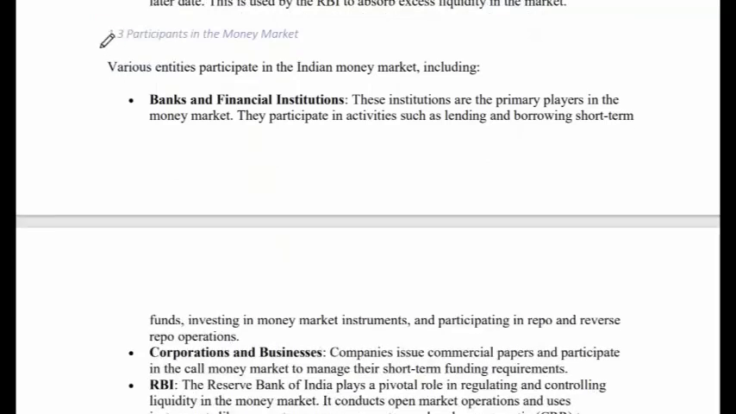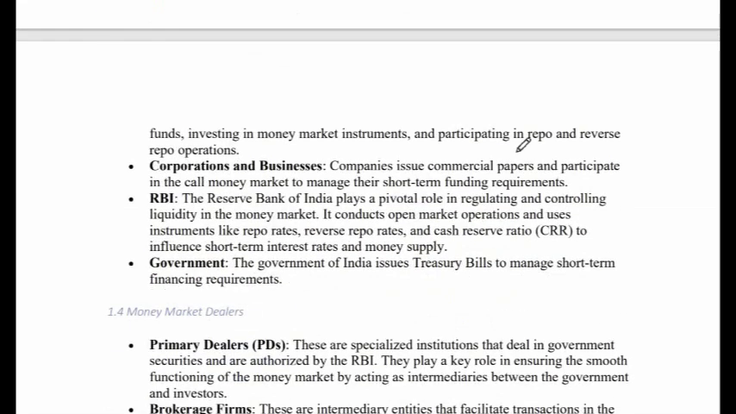Let's look at the participants in the money market. This question also comes separately. Various entities participate in the Indian money market. Banks and financial institutions. These institutions are the primary players in the money market. They participate in activities such as lending and borrowing short-term funds, investing in money market instruments, and participating in repo and reverse repo operations. We already discussed what is repo and reverse repo.